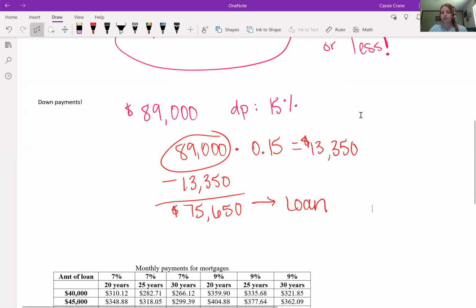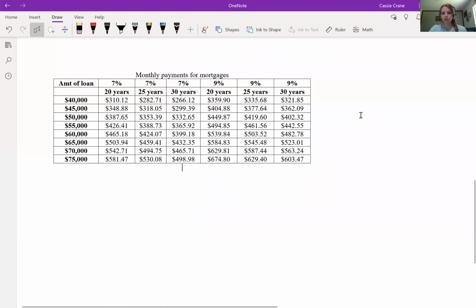Okay, so in this lesson, they gave us this chart that gave us monthly payments for mortgages. The chart gives you the amount of loan over here in the first column. It gives you the percent interest rate in the top row, and then the second row has the number of years the loan is going to be taken out for. And then everything in between is the monthly payment.